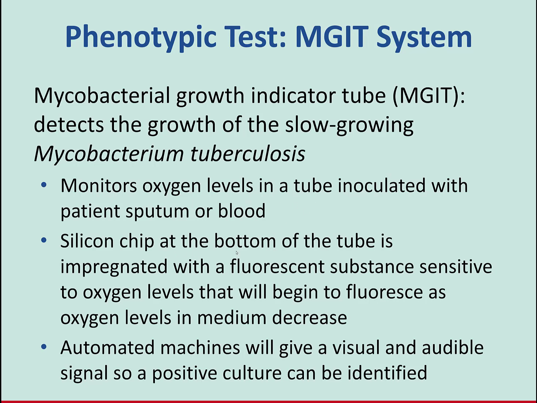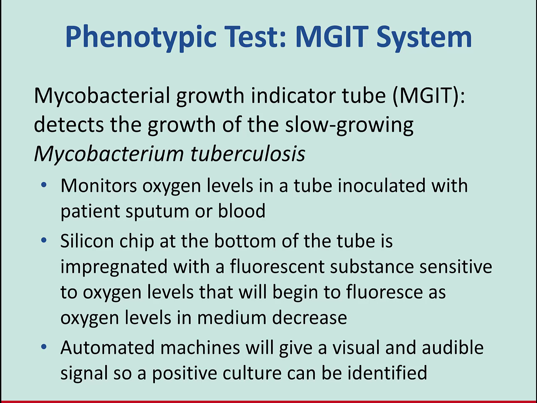Silicon chip, so this is a system on a chip, so the detection is on a semiconductor surface or a wafer. The silicon chip at the bottom of the tube is impregnated with a fluorescent substance sensitive to oxygen levels that begins to fluoresce as the oxygen levels in the media decrease. Then you know that it's utilizing the oxygen, so a slow grower like Mycobacterium tuberculosis. Automated machines will give a visual and audible signal if it's positive, so we can move on with it.